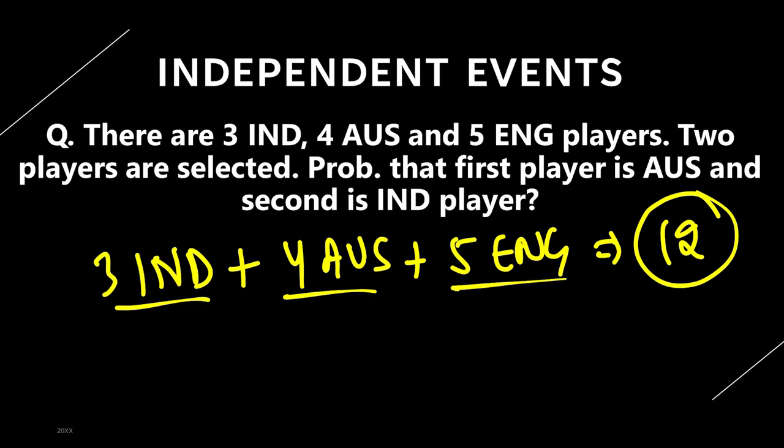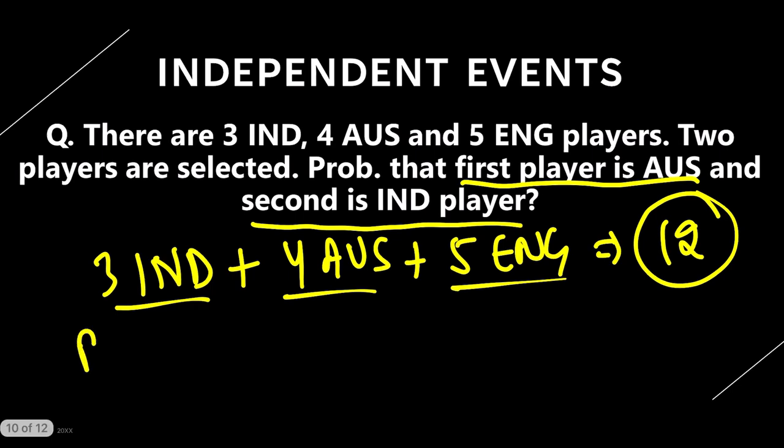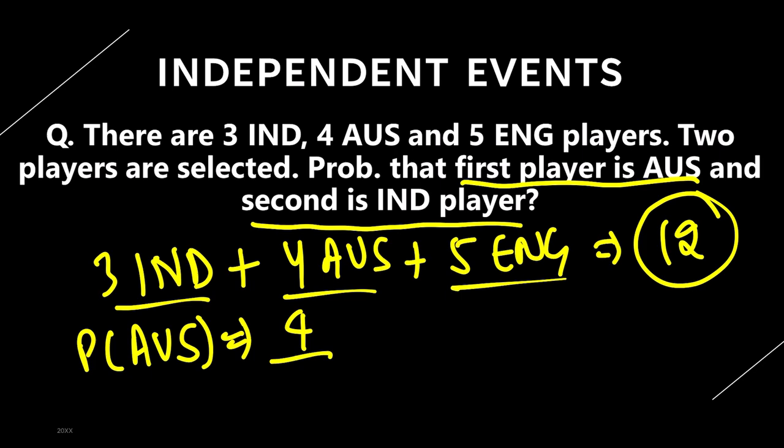Now you are selecting your team and you have to find the probability of such an event where your first player is an Australian and second player is an Indian, right? First tell me, probability of Australian getting selected is what? Suppose let's select the first player. What is the probability that Australian will get selected? 4 out of 12. Why? Because there are 4 Australian players out of 12 players. So the chance of Australian getting selected is 4 out of 12.